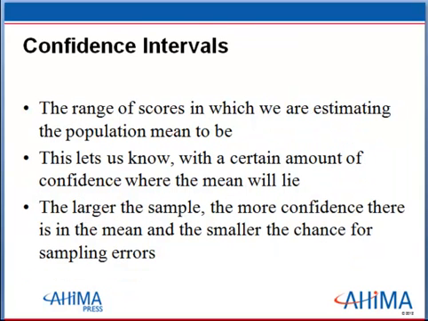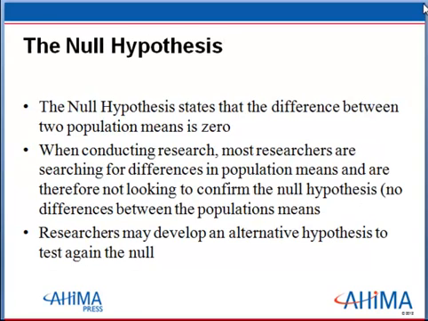The confidence interval is a range of scores in which we are estimating the population mean to be. It lets us know with a certain amount of confidence where the mean will lie. The larger the sample, the more confidence there is in the mean and the smaller the chance for a sampling error.